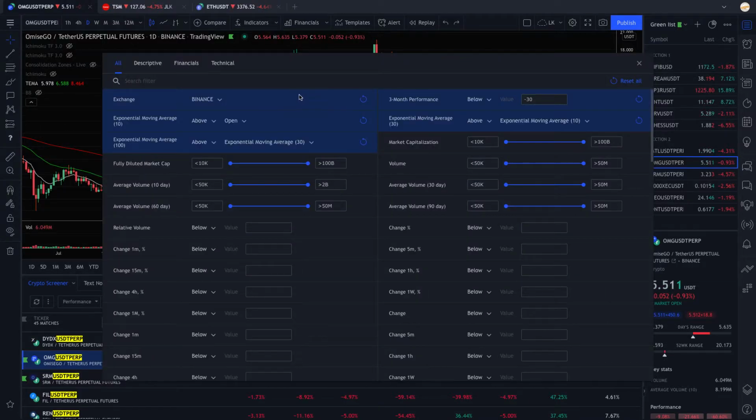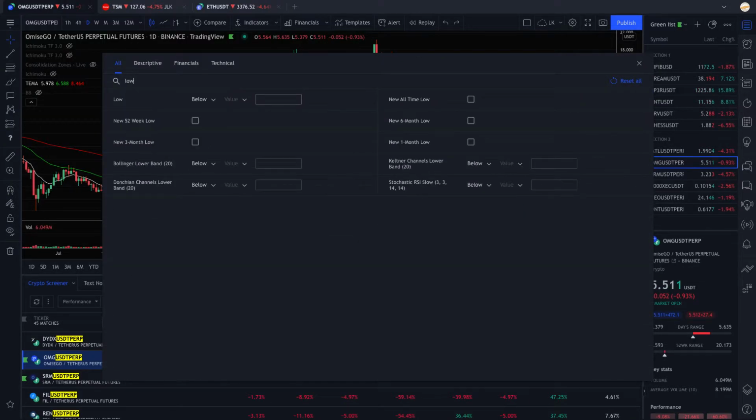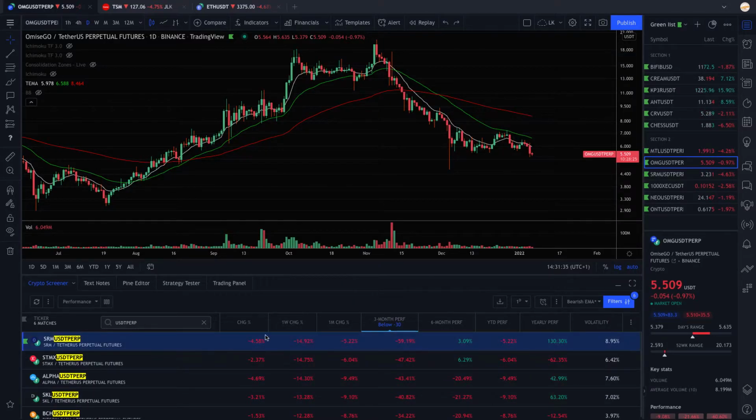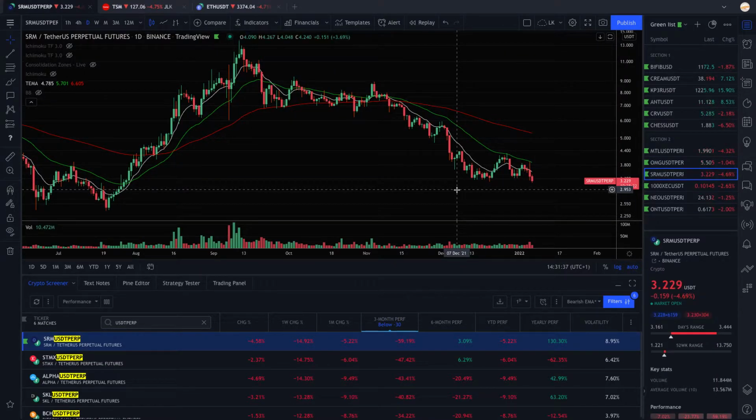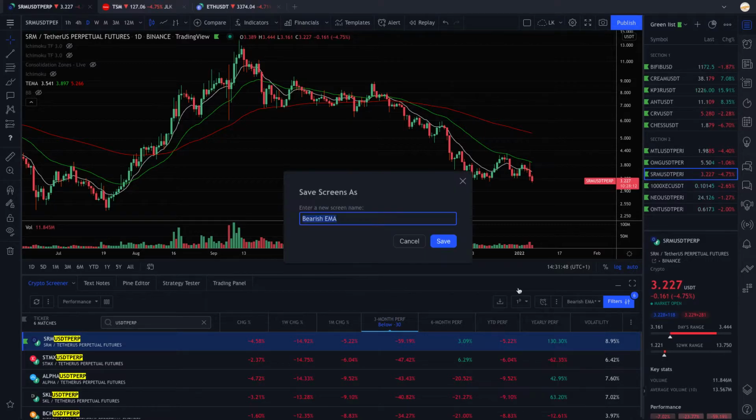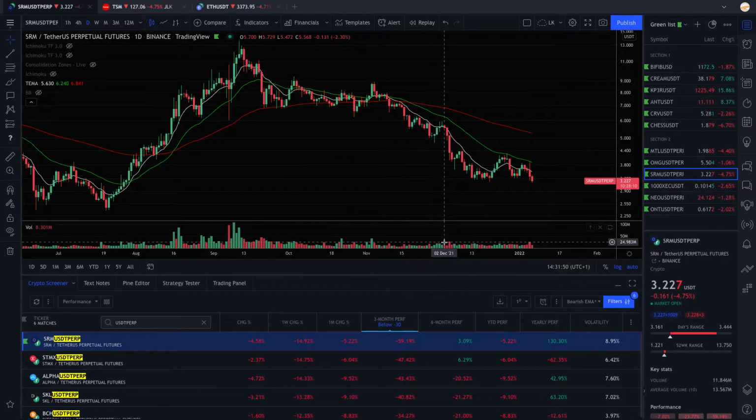If you want to filter only the setups that are breaking out, you're going to type in low and you're going to select either 1 month or 3 months low. I'm going to select 1 month low, and this is going to reduce the assets only to the ones that are making a new 1 month low in the candle we're looking at, which is the daily right there. If you want to change the time interval, remember you can change it right there. If you want to save your screener, save screener as, give it a name, save it, and boom, you have your bearish screener and it's ready to go every single time you want to screen the market. That's for the EMA screener.